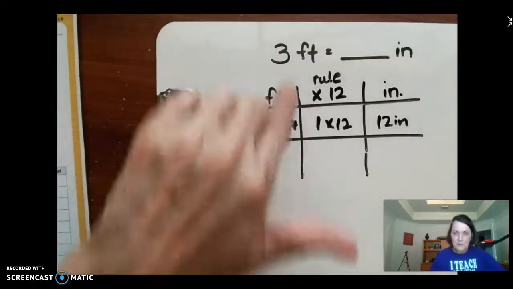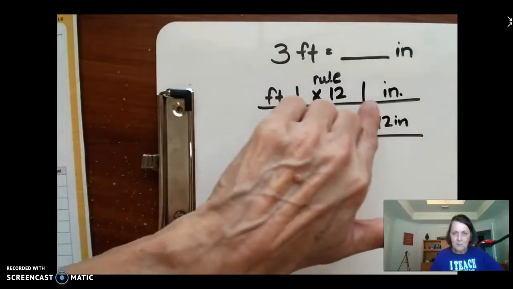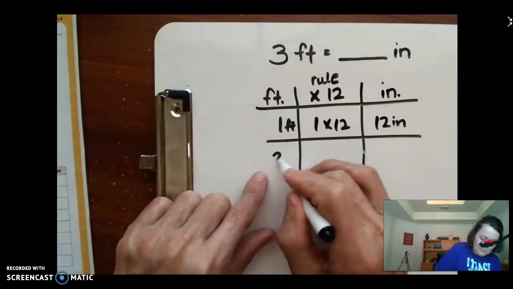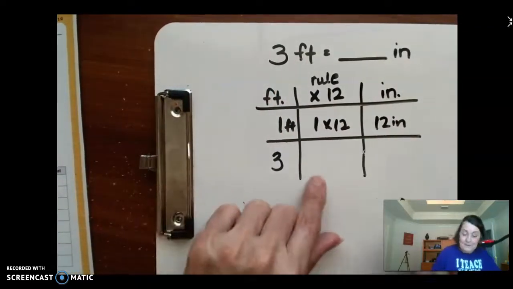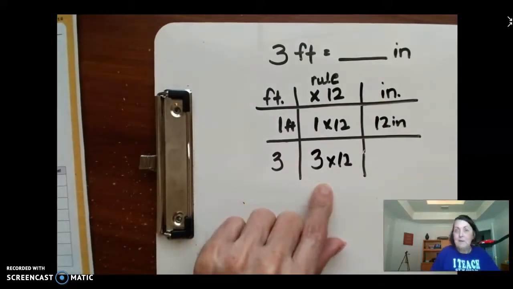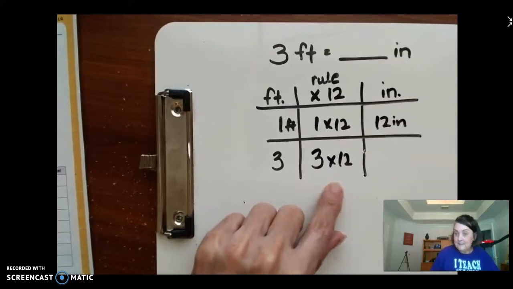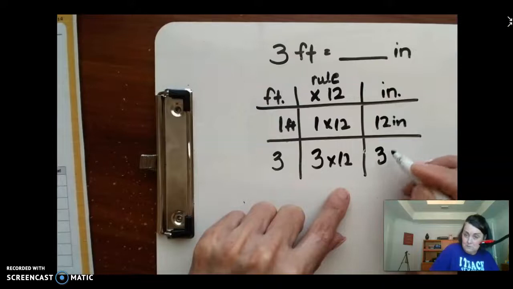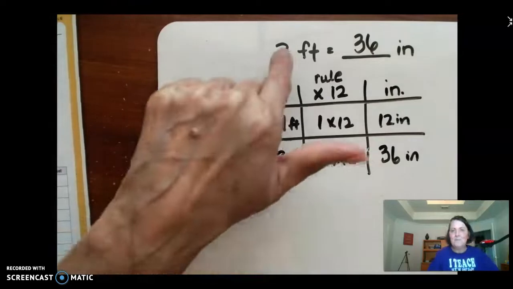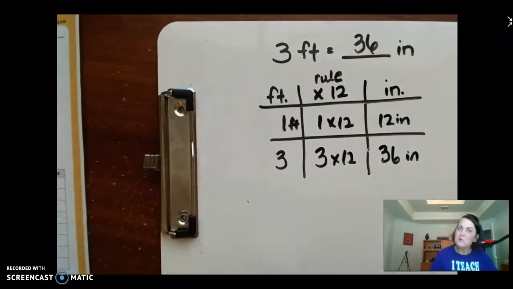So the 3, where do you think it goes? Under here, here, or here? I hope you said feet. So we're going to put the 3 here, and now we can apply the rule: 3 times 12. And we know that 3 times 12 is equal to 36 inches, right? So our answer is 3 feet is equivalent to 36 inches, or 36 inches is equivalent to 3 feet. They show the same value, but kind of like 10 dimes equal $1. They have the same value, but in a different way.